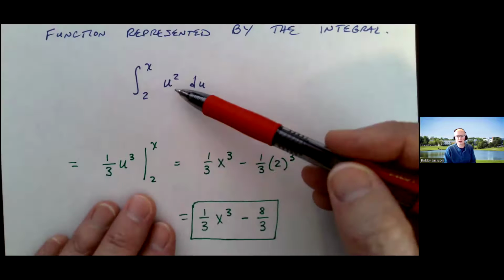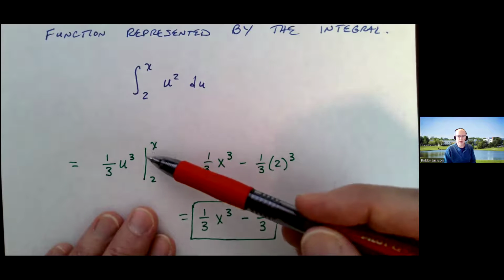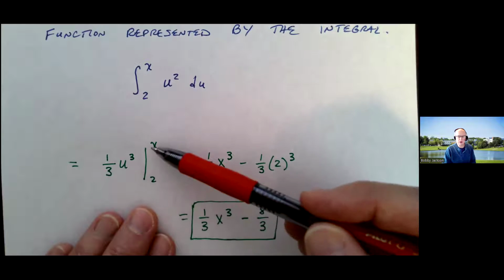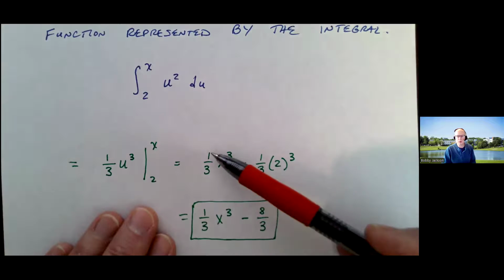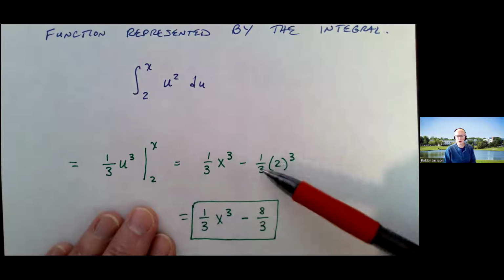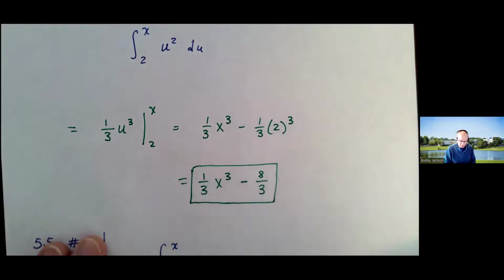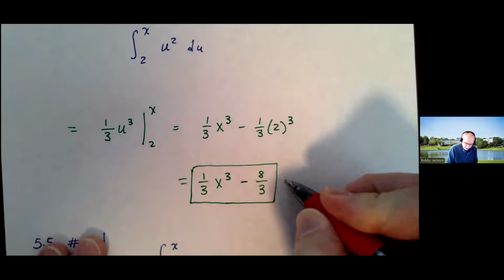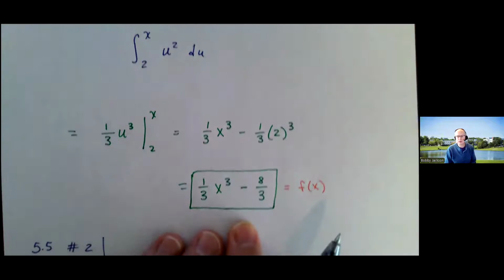Pretty easy then. The antiderivative of u squared is 1/3 u cubed. Notice we're evaluating it. Remember, we write this evaluation bar at the upper limit of x, lower limit of 2. Plug in x, I get 1/3 x cubed minus, plug in 2, 1/3 2 cubed. 2 cubed is 8, and so here's my function. This is the function of x that they're wanting. Maybe we can call that f of x, but that's the function that they're wanting.